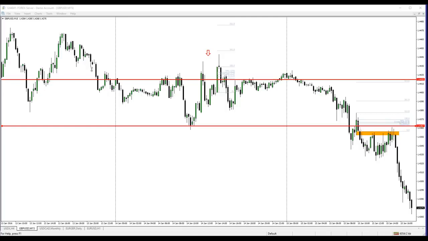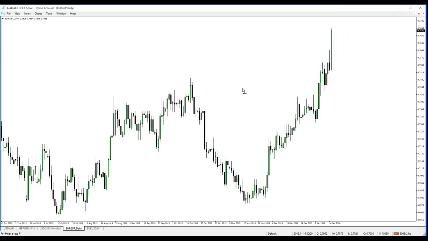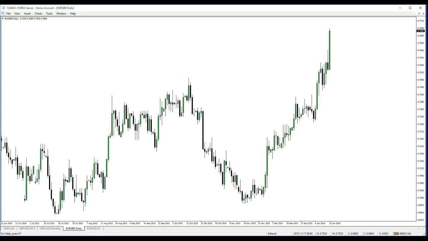Okay, if you're looking for SMT divergence, or correlated pair SMT divergence, I didn't want to do this, but it's really good that I do it because it's going to be a problem if I don't. Euro pound. I'm just curious, did anybody else expect this to go higher? Did we not call Euro pound higher? We called this bad boy up.